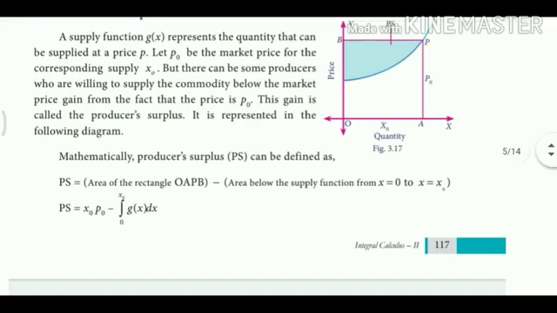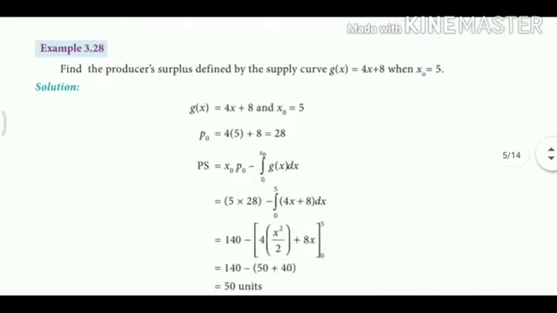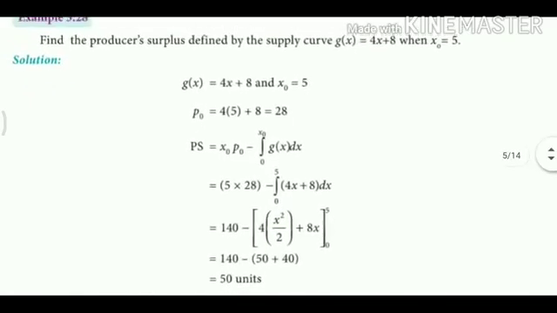Here we are going to see example 3.28. Find the producer surplus defined by the supply curve g of x equal to 4x plus 8 when x equal to 5. Here they have given the supply curve, and they are asking about producer surplus. So it is given g of x equal to 4x plus 8 and x naught is given as 5.